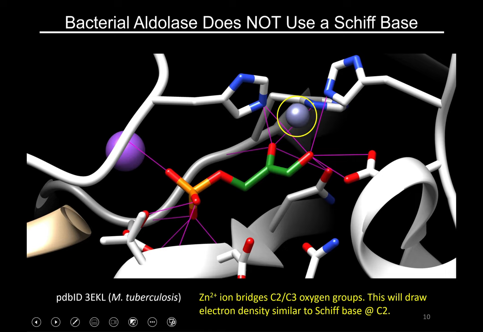Okay. Right, so we looked at this structure where in bacteria, the Schiff base doesn't form. Instead, there's a metal ion that's positioned to stabilize that intermediate where we have a lot of electron density.